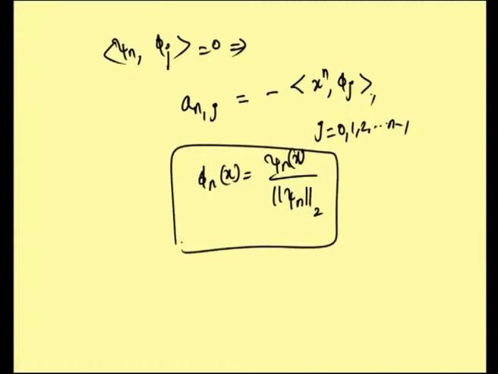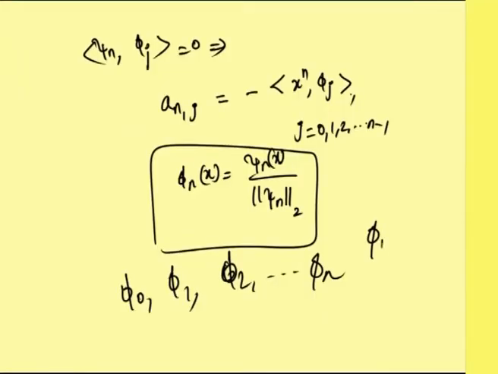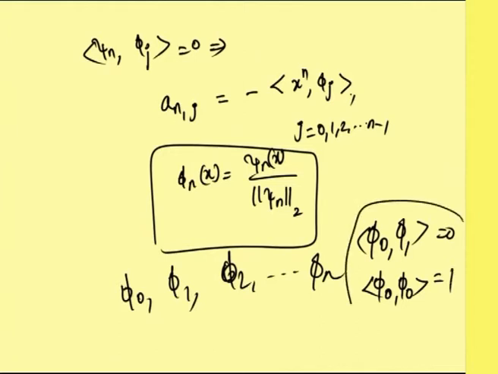Okay. So, likewise we have constructed phi naught, phi 1, phi 2 etc. up to phi n. These polynomials are orthogonal, in the sense that the inner product of phi naught and phi 1 is 0, and if you take the inner product with itself, it is 1. This type of converting polynomials to orthogonal polynomials is called the Gram-Schmidt orthogonalization process.